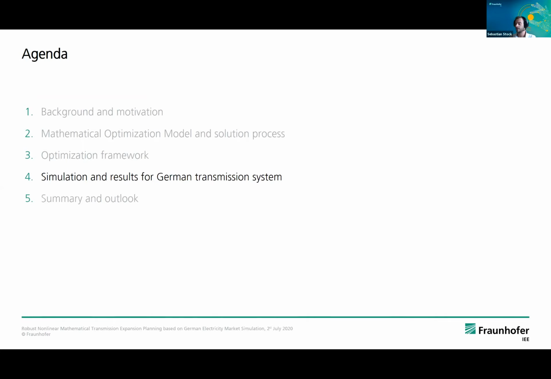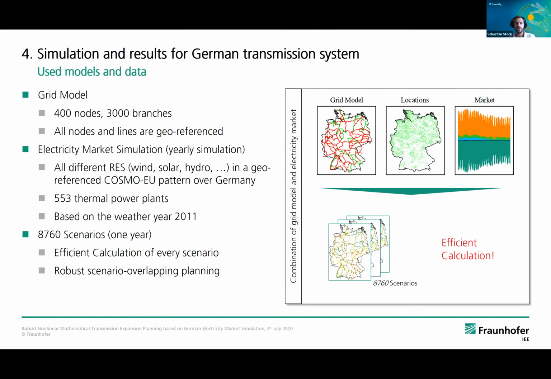So let's have a look at the simulation and the results for the German transmission system. The grid model contains 400 nodes and 3,000 branches. All nodes and lines are geo-referenced. So every substation or big substation you can see in Germany is geo-referenced in this model.